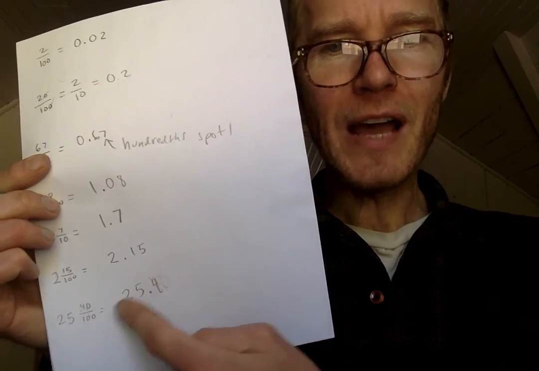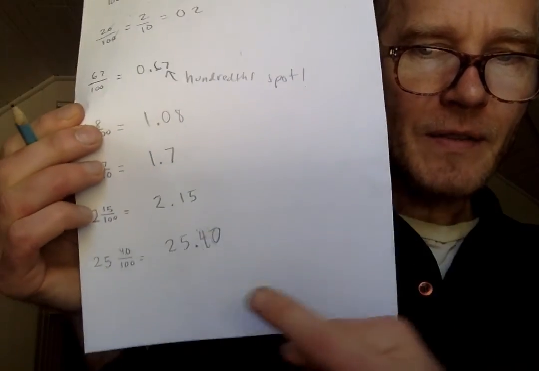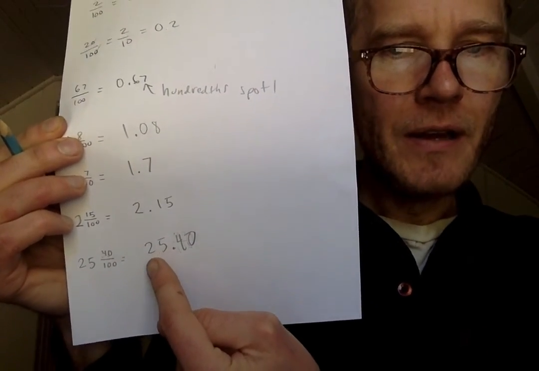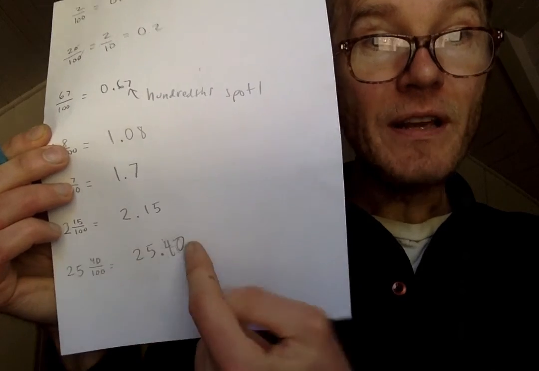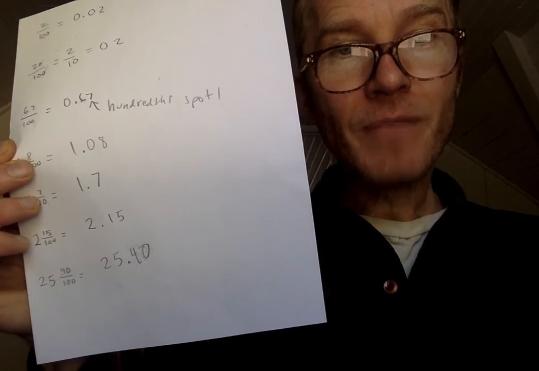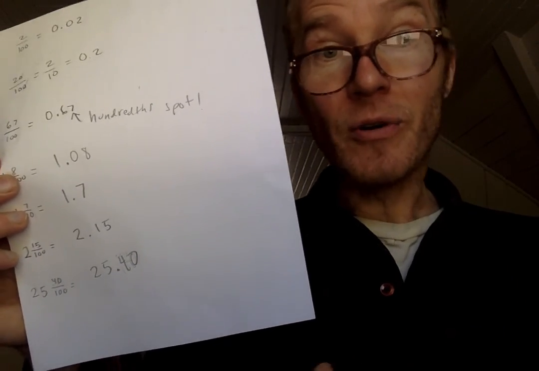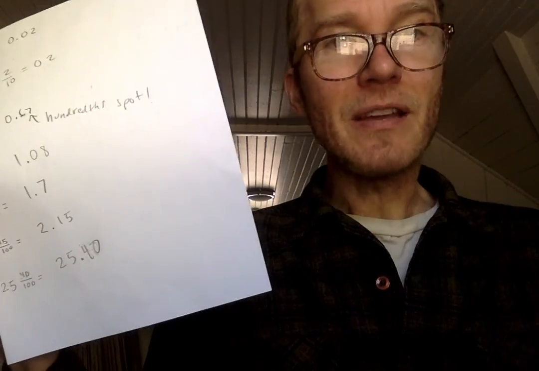But if you just write 25 and 40 hundredths like this, people are going to know what you mean. So if that's easier, it's okay. 25, 40 hundredths. Or you could just get rid of the 0 and say 25 and 4 tenths. Because it's the same thing. 4 dimes is the same as 40 pennies.